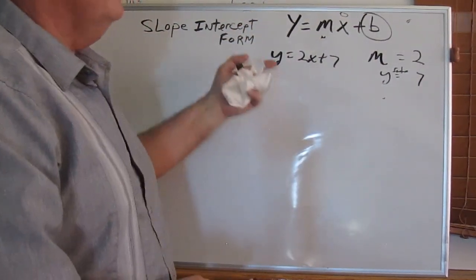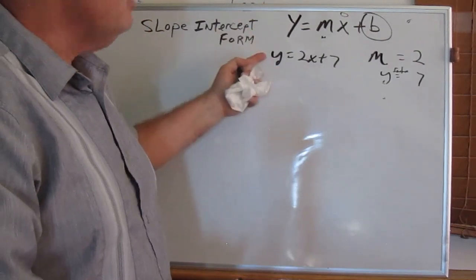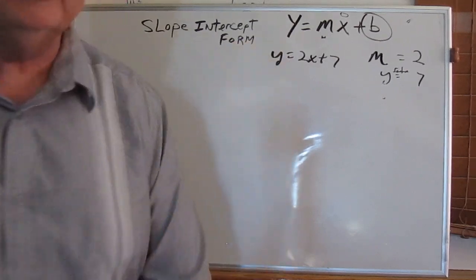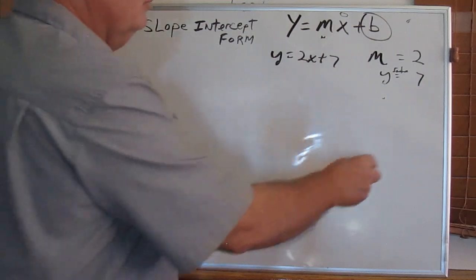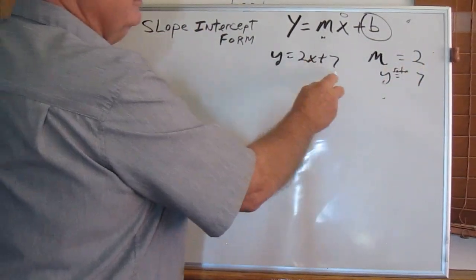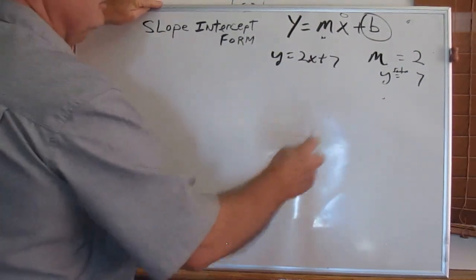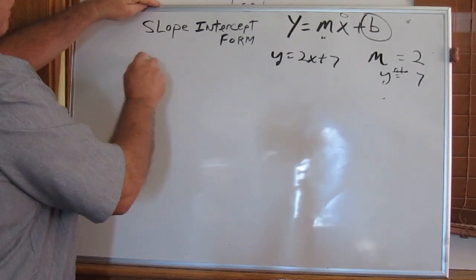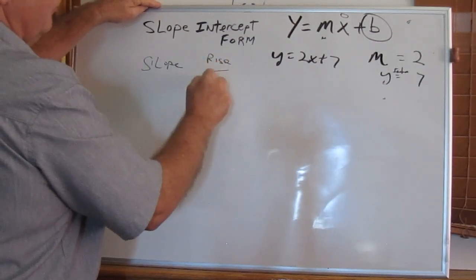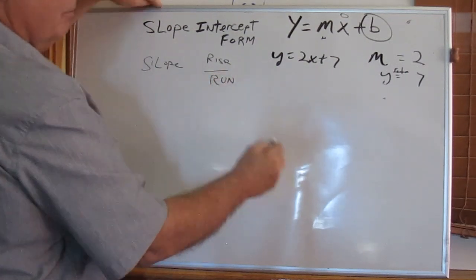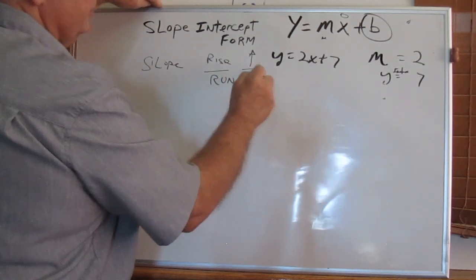So here we have the exact same equation, y equals 2x plus 7. We note that it is in the y-intercept form. So our slope is 2, and our intercept is 7. What does slope mean? Slope is the rise over the run. How much it goes up for how much it goes over.